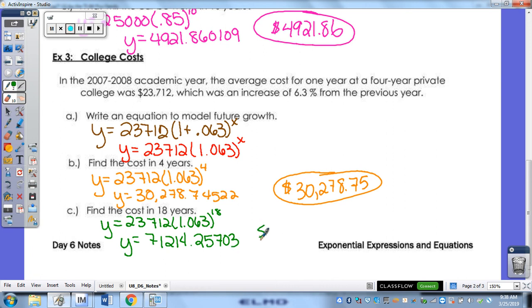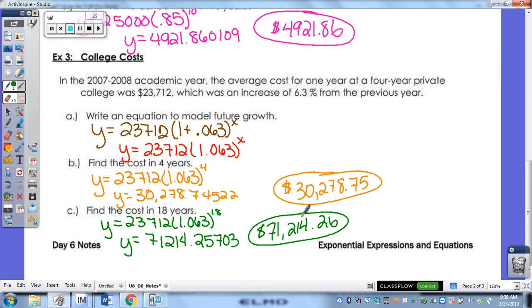So you should have gotten 71,214.26. That number always makes me so scared, because my children are only 4 and a year and a half, so it's like, how much is it going to cost them? It's expensive. Then you multiply it by 4 years, that's like $280+ thousand for college.